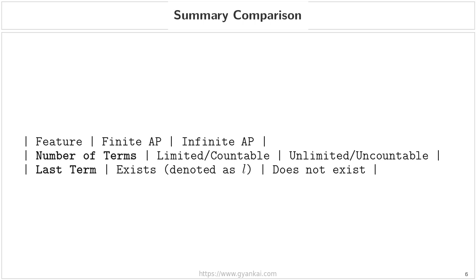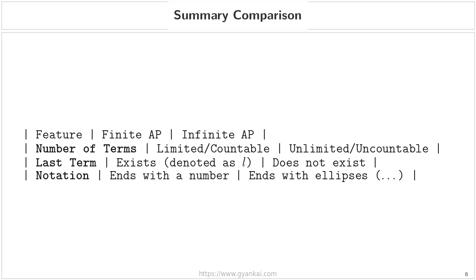Next, consider the last term. This is a crucial distinction. In a finite AP, a last term definitely exists, and in our formulas, we often denote this last term with the lowercase letter l. In an infinite AP, however, there is no last term because the sequence never terminates. Looking at the notation, you can tell them apart visually. A finite AP will end with a specific number, signaling the sequence has stopped. An infinite AP, as we saw in our even numbers example, ends with ellipses, those 3 little dots, which mathematically represent that the pattern continues indefinitely.